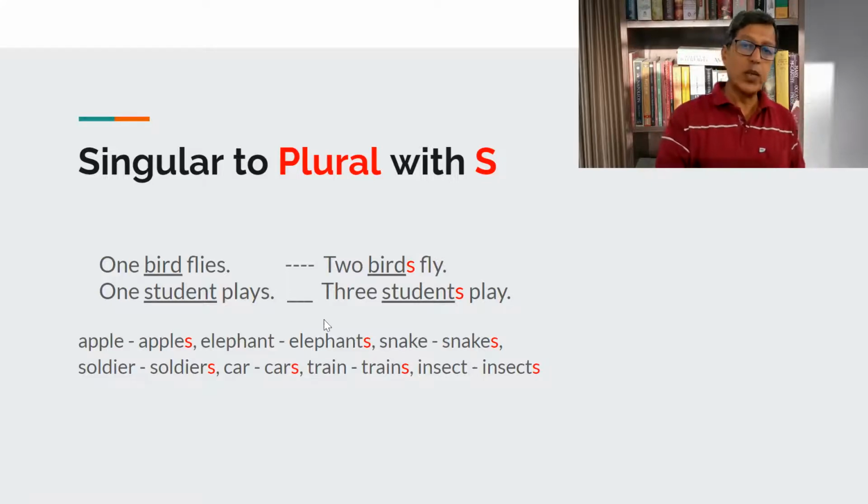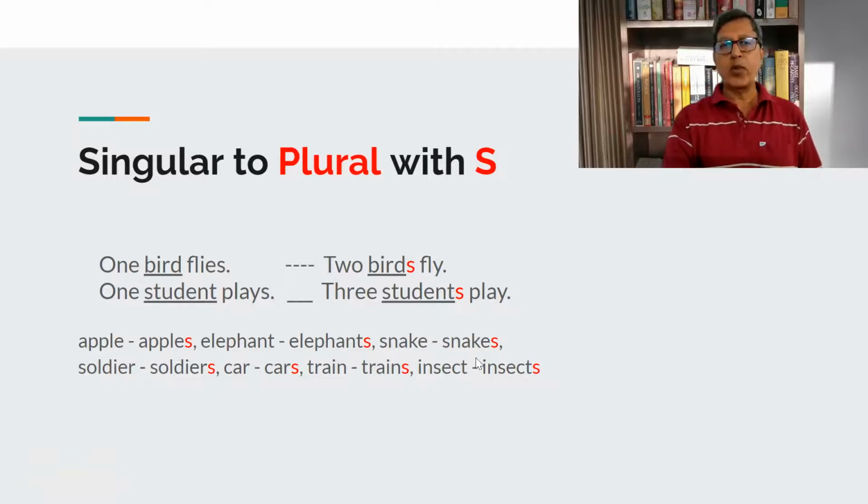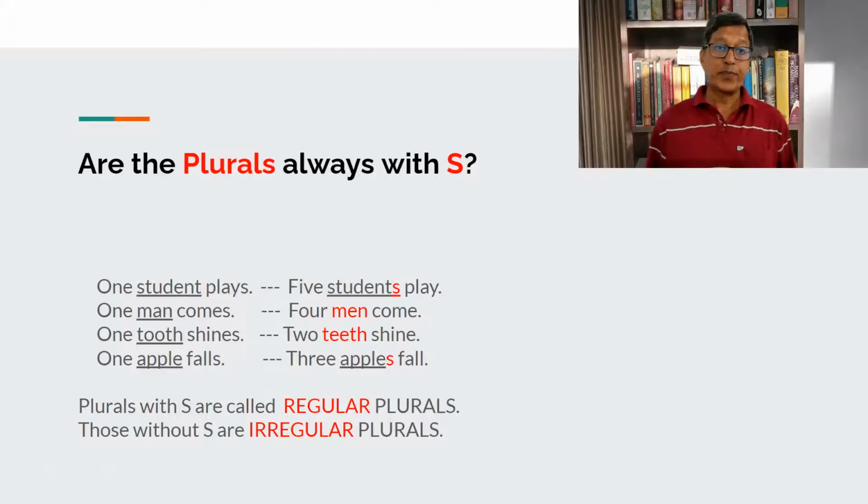I have given you a list of some of the common nouns which change from singular to plural, but the list is very long. The majority of the nouns change from singular to plural with the addition of S or ES. You have the list apple, elephant, snake, soldier, just as examples. But the question is, are the plurals always with S? Let's look at the examples.